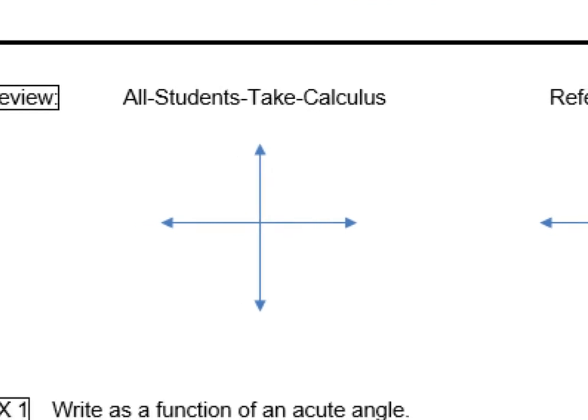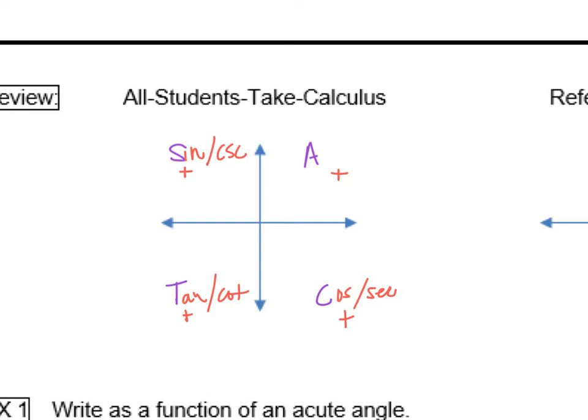All students take calculus, so hopefully we talked about this in class. As a reminder, what this means is that all your trig functions are positive in the first quadrant. In the second quadrant, your sine functions are positive, and that means sine and cosecant because those are together. In the third quadrant, the tangent function is positive, and that's tangent and cotangent. And then in the fourth quadrant, your cosine is positive, and that's cosine and secant.